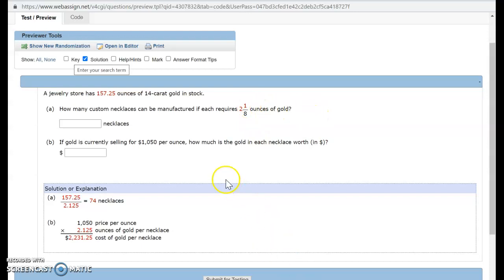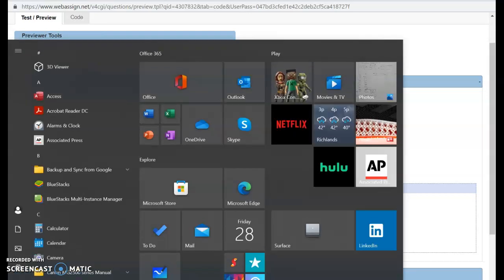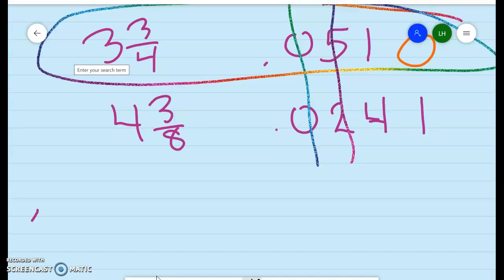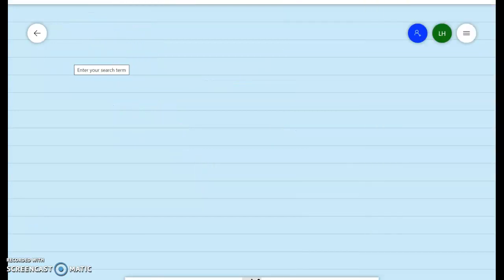Well, first of all, we would take the total amount and divide it by how much each one would need, and that would tell you how many necklaces you could make. So let me pull up the whiteboard and let's talk about how we would do this. It's easier to work with decimals when you have a calculator, so we need to convert 2 and 1/8 to a decimal.